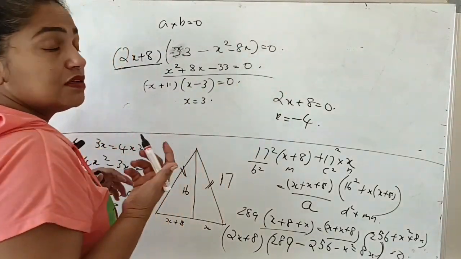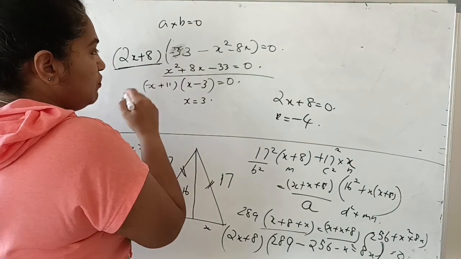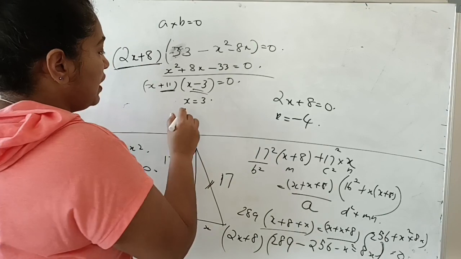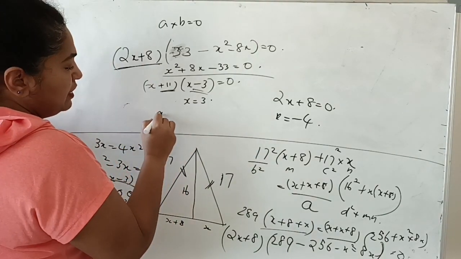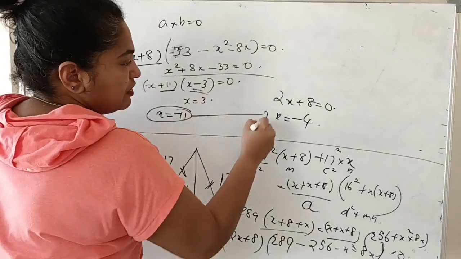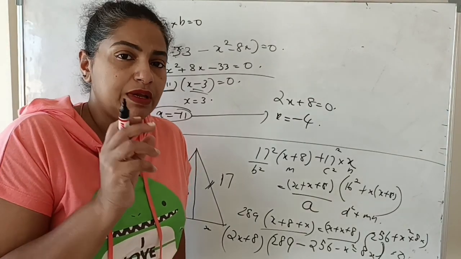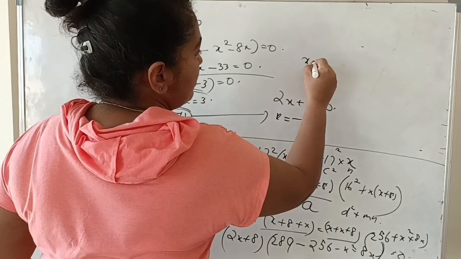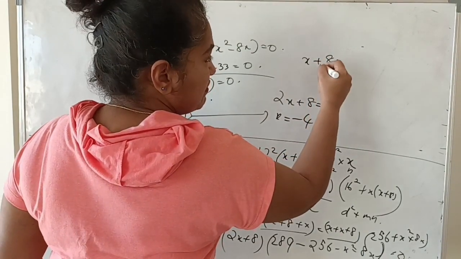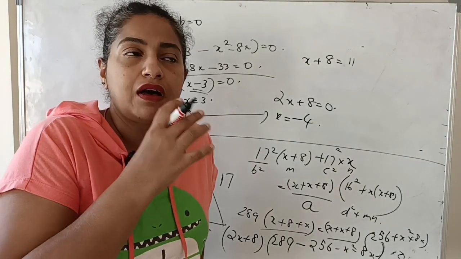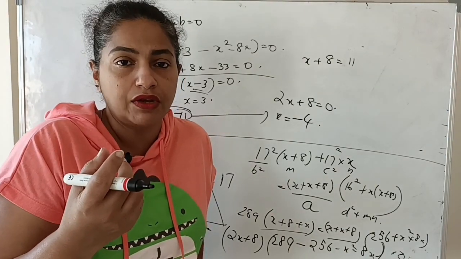We have a quadratic. We need to solve it. I have solved it by using split terms. So I am getting the value of x is equal to 3. I cannot take x is equal to minus 11 for the obvious reason as this. So now we have found out the value of the segment x. Now the other segment was 8 more than the previous segment. So this is 11. So the measures of the segments are 3 and 11.